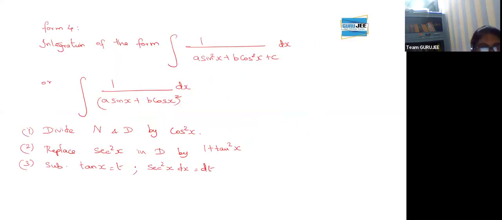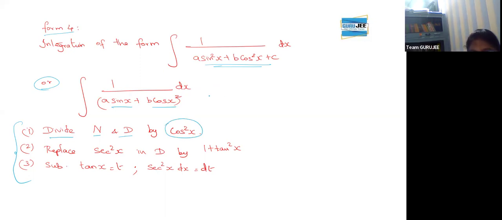Next form, for form number 4. If the question is in the form of 1 by a sin square x plus b cos square x plus c. This is next format. If the question is in this format, or 1 by a sin x plus cos x to the whole square. Sin x cos x இருக்கும் அவ்வளவுதான் ஒன்னு ஸ்கொயரா இருக்கணும் இல்லைன்னா whole square இருக்கணும். This is the case. Then the procedure, divide numerator and denominator by cos square x.